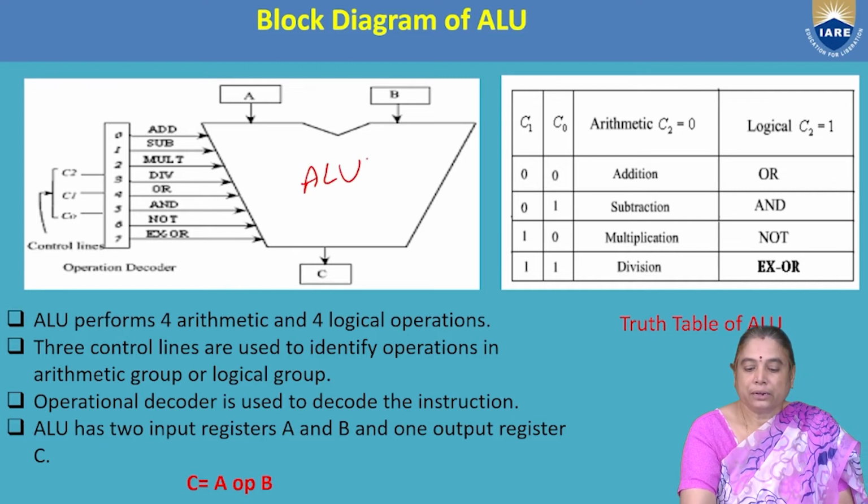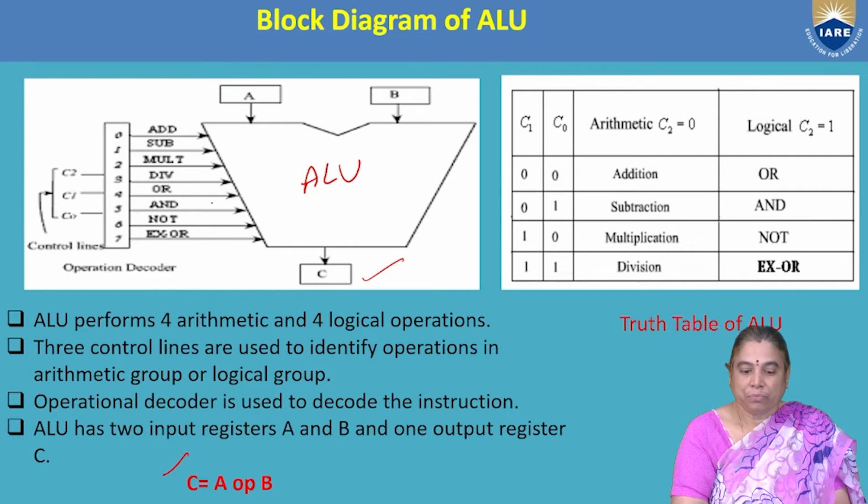The ALU can receive two operands as input, A and B, and here applies the operation, and whatever result is produced can be stored in C. So here C is equal to A operand B. This operation has to be specified with this circuit. The control lines have to be used for specifying the operation.